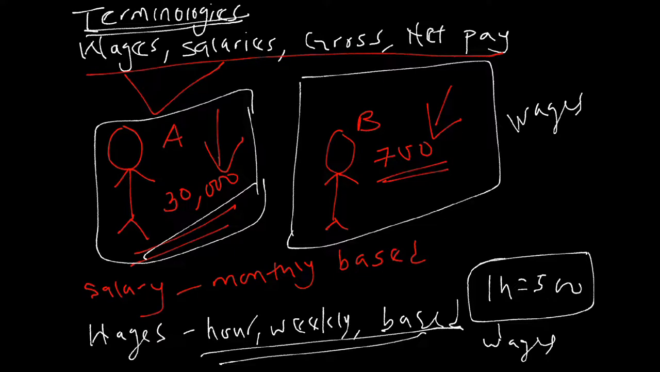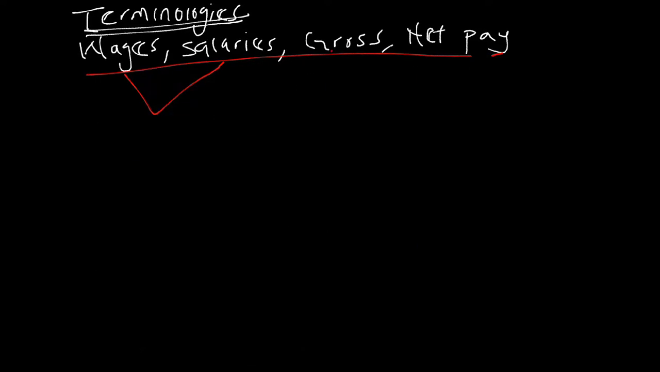We are going to be using all these terminologies as we proceed, so you just have to understand everything and comprehend them. So let's now move to gross pay and net pay. What do we mean by gross pay? Let's consider another two different persons, same with Mr. A and Mr. B.